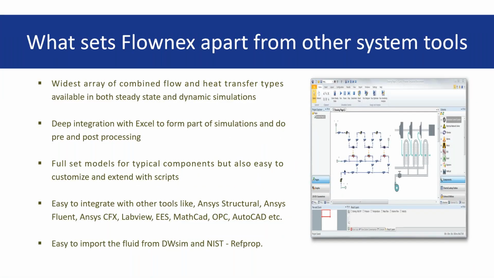Other tools, like Vidal said, if you want to connect with other 3D software like ANSYS Structure, ANSYS Fluent, ANSYS CFX, OPC, AutoCAD, you can link Flownex to these if you want to perform complex analysis that includes both 1D and 3D parts. There is a link feature available in Flownex, so you can connect to other 3D software and MathCAD, OPC, EES, CFX, and Fluent also. And if you have a fluid that is not available in Flownex, you can import that fluid from the DWSIM or NIST reference library. This is also a feature.